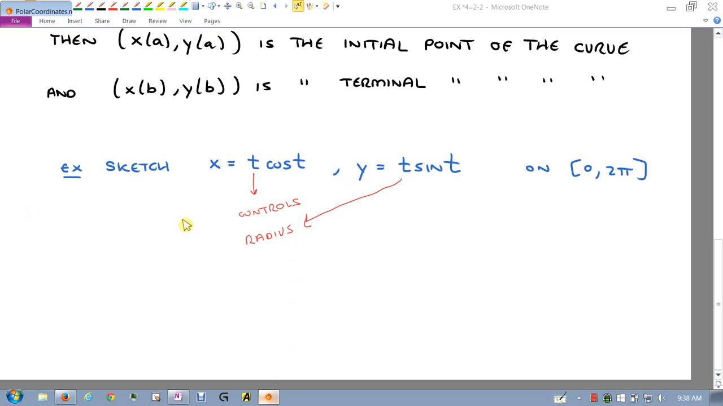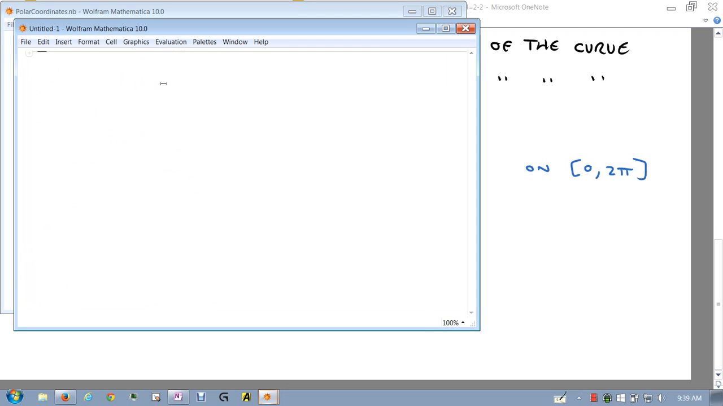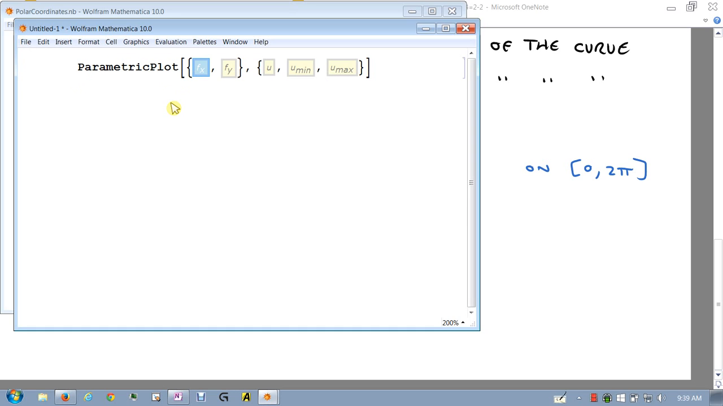Now, in my Mathematica program that I've been using throughout the semester to show you things, there's a built-in function called ParametricPlot. What it does is it says, give me the function of x, give me the function of y, then give me the restriction on this. They use u instead of t as their parameter.